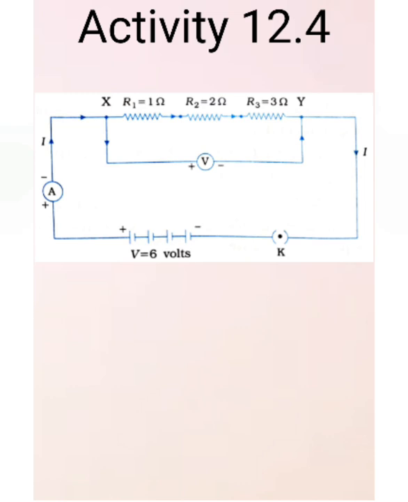Plug the key, note the ammeter reading, then change the position of the ammeter to anywhere in between the resistors. Note the ammeter reading each time. Do you find any change in the value of the current through the ammeter? So let us observe, the ammeter reading is nearly about 1 ampere. When the position of the ammeter is changed to anywhere between the resistors, its reading remains the same. The current flowing through it and through each part of the circuit, or we can say through each resistor, is the same.